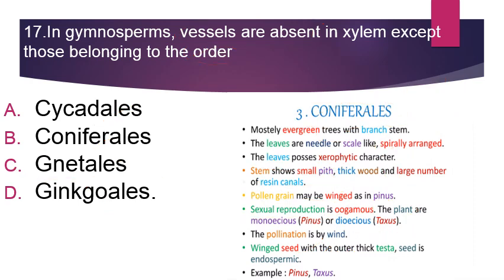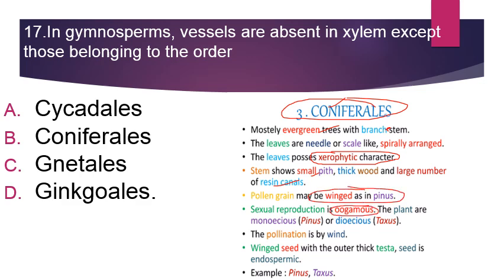Next is Coniferales. These are cone-bearing gymnosperms, mostly evergreen trees, with a branched stem. The leaves are needle or scale-like, spirally arranged. Leaves possess xerophytic characters. The stem shows small pith with thick wood and a large number of resin canals. Pollen grains may be winged in Pinus. Sexual reproduction is the advanced oogamous type. The plant may be monoecious or dioecious: monoecious as in Pinus, and dioecious as in Taxus.